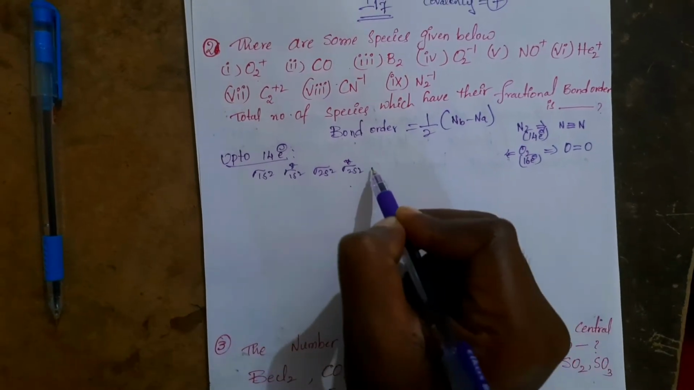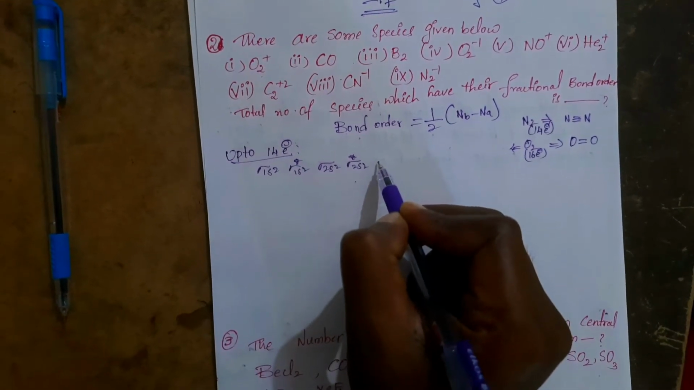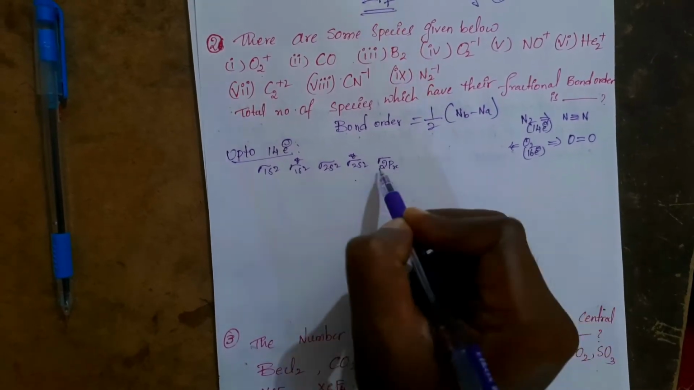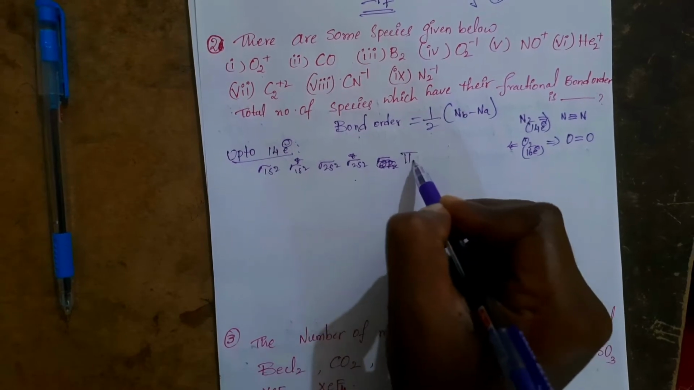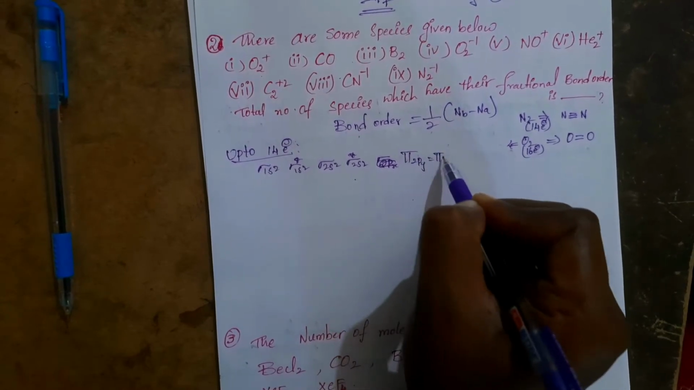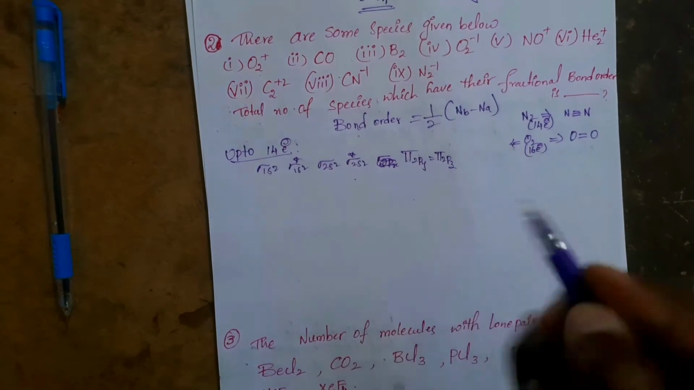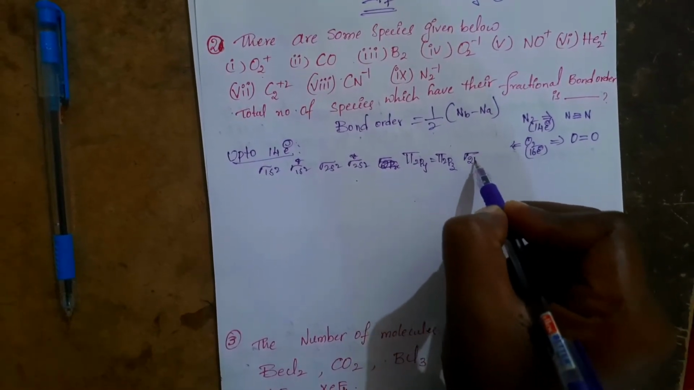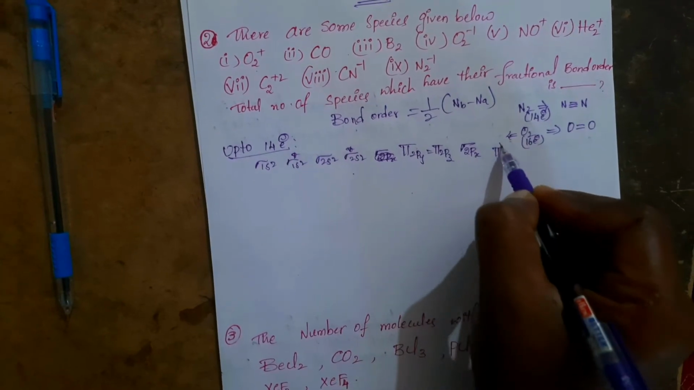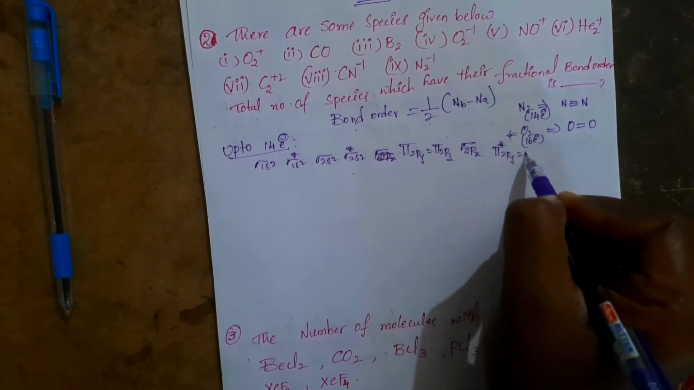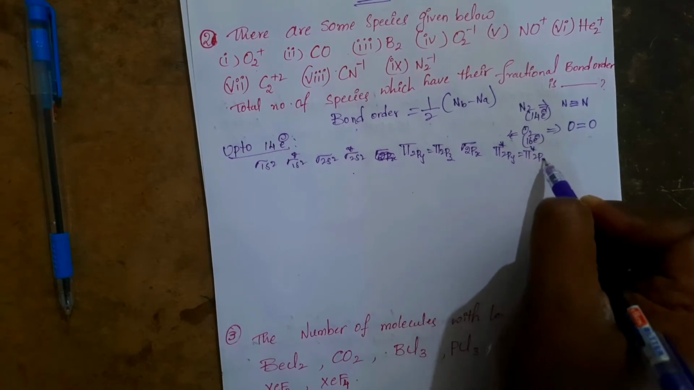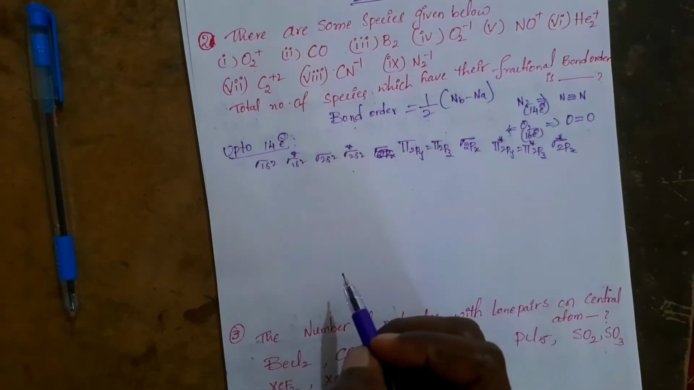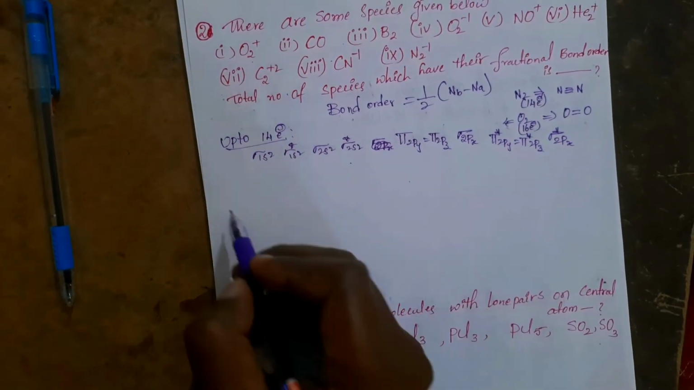Next we are going to get pi 2py equal to pi 2pz, and then sigma 2px. Out of 3 p orbitals, 2 form pi bonds and 1 forms a sigma bond, that is sigma 2px. After that, pi star 2py equal to pi star 2pz, and then sigma star 2px. This is the molecular orbital configuration up to 14 electrons.